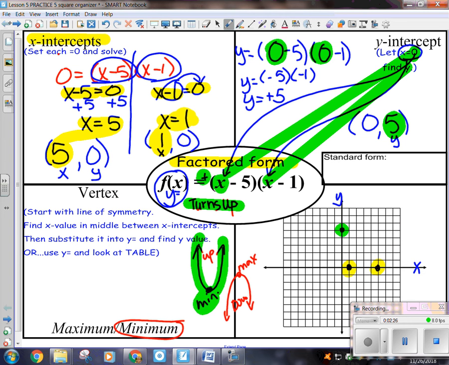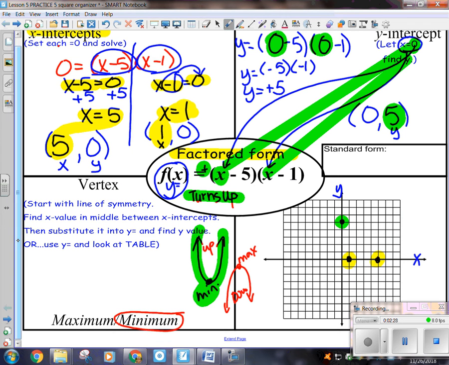Okay, let's continue. The next thing we want to do is talk about the vertex. If I touched at positive 1 and I touched at positive 5, doesn't it make sense that the vertex would be somewhere in the middle? Now, we've never done this before, so this is new information. Is everybody ready? So here we go.